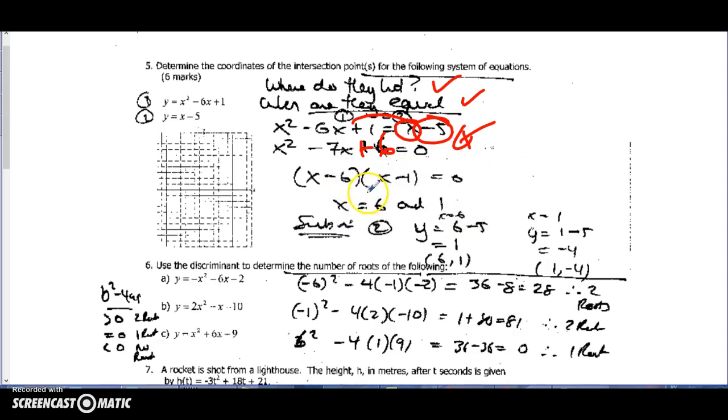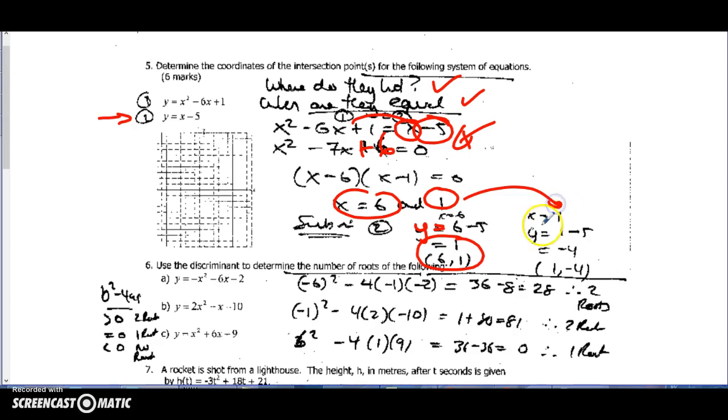X minus 6 and x minus 1 give me x values of 6 and 1. Change the sign. Those are my points of intersection for the x values. Sub those, so sub x equals 6 into equation number 2 to find the y value. So y is equal to 6 minus 5, which is 1. That's just a coincidence that 1 and that 1 have nothing to do with each other. 6, 1 is 1 point.